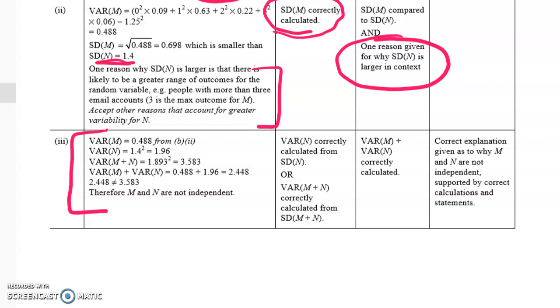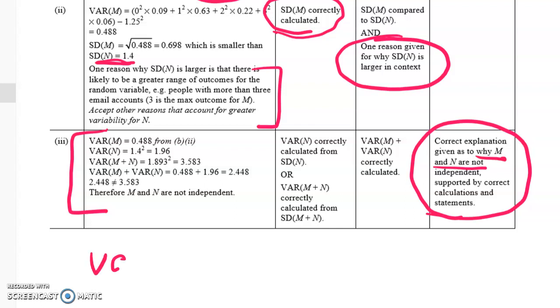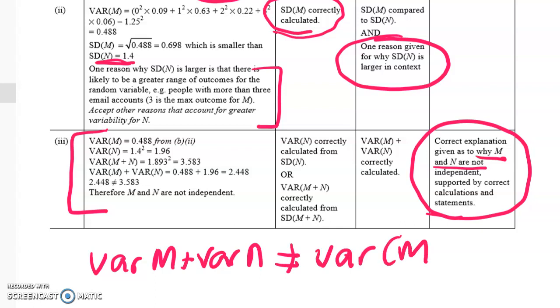And to get excellence, we had to explain why they're not independent, and we had to do the calculations correctly. So we have to be showing this thing here, that var m plus var n is not equal to var m plus n. So drop me an email if you want me to make you up some more questions like those, or if you've got any questions at all on this part of the distributions topic. It is one of the harder bits, and I think some people were probably a bit surprised by this question in last year's exam paper.